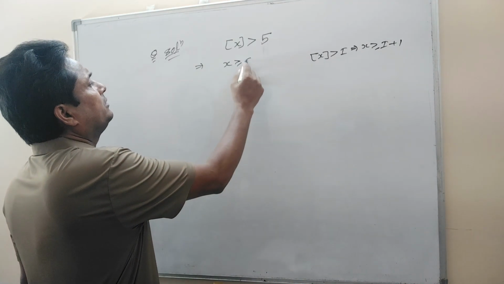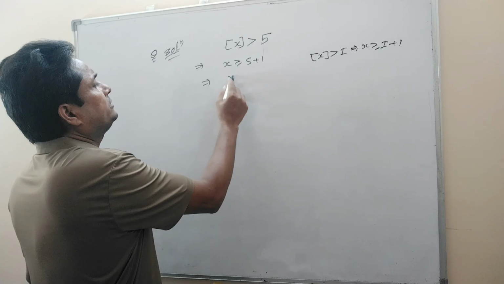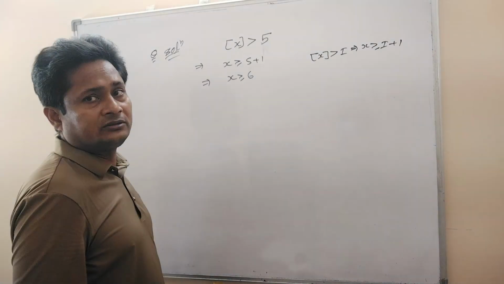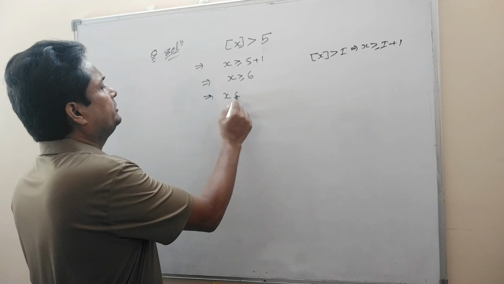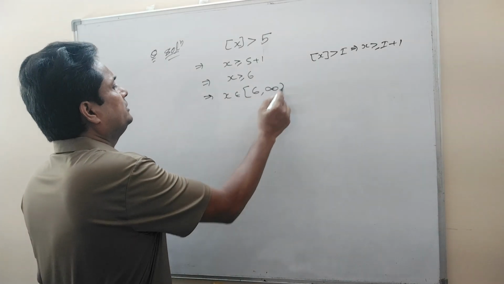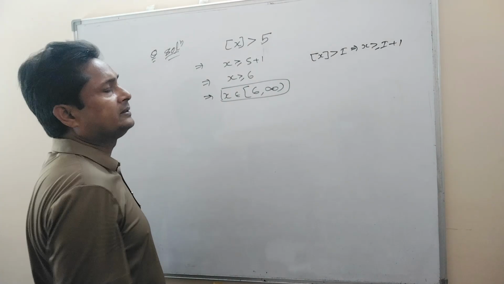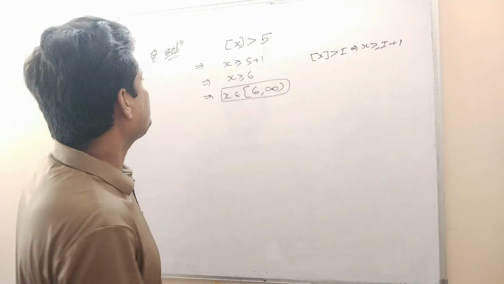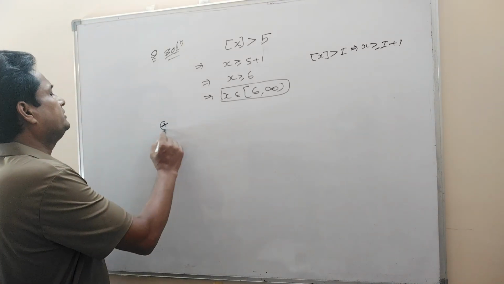x greater than or equal to 5 plus 1, that means x greater than or equal to 6. So this is our answer. x belongs to [6, infinity). So this is our answer. Right. Next one will be what?